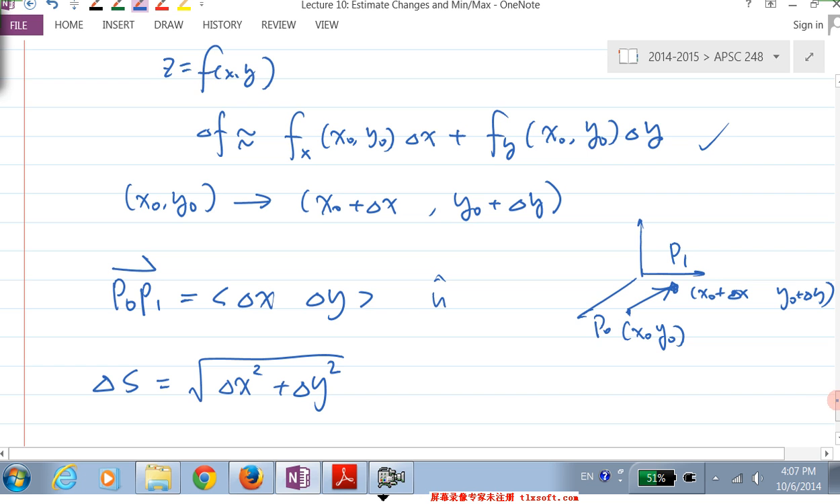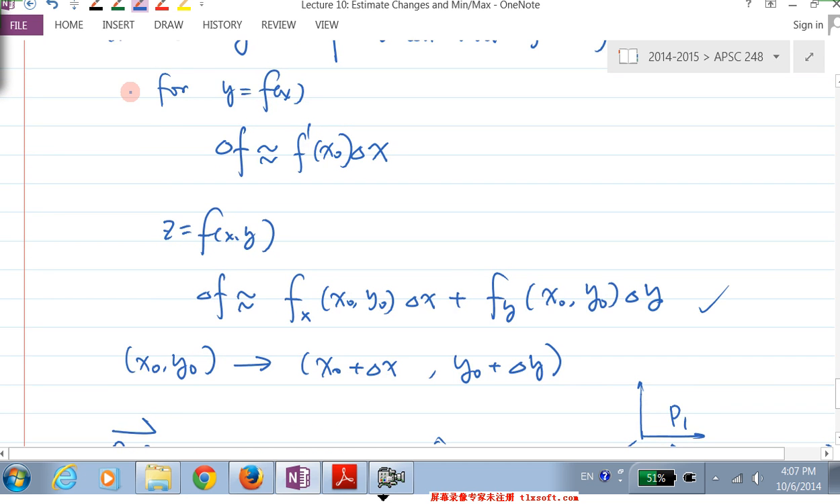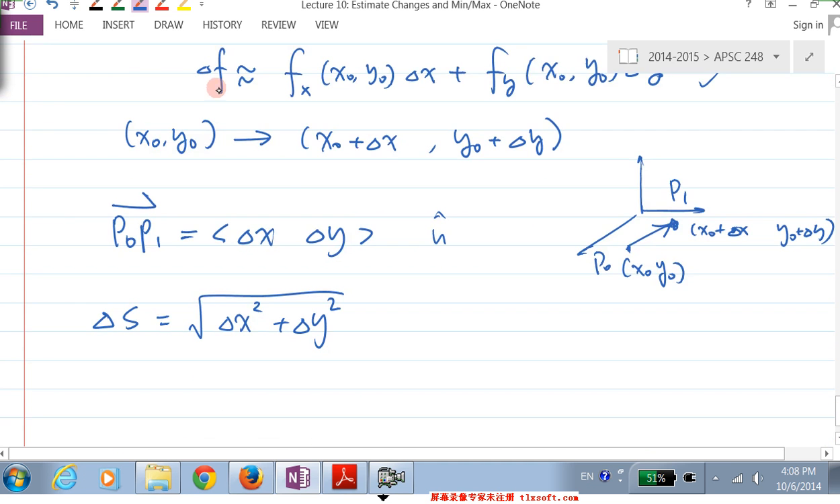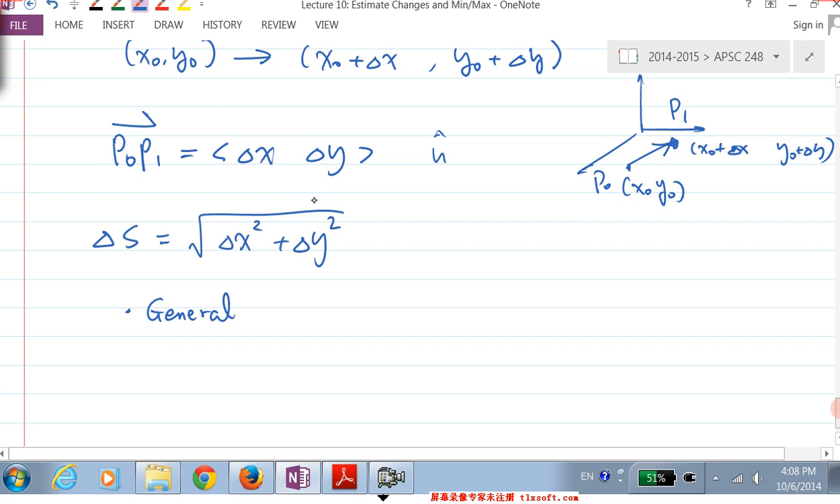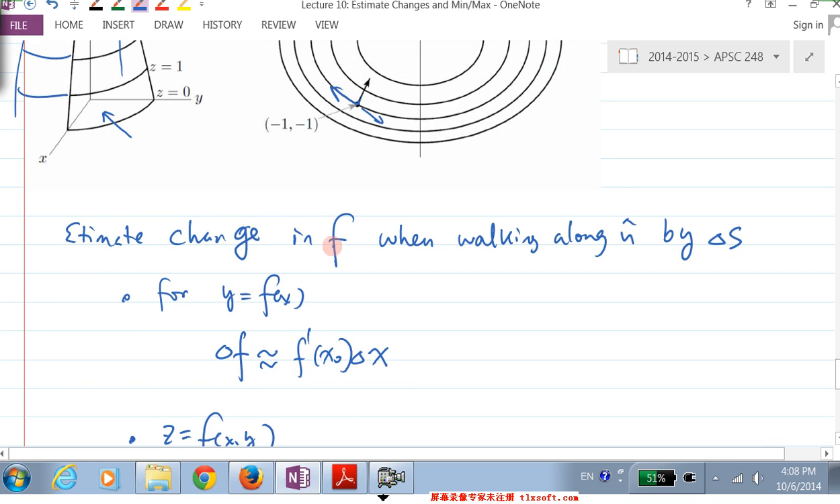So this naturally brings us to the next bullet point here. This is the first case, a scalar, the case when you have a function of two variables, and what's the delta f? Then the third bullet, let's take a look at the more general case, and we'll relate back to this one. The more general case is the one I listed here: how much change in f when you are walking along u hat by delta s?